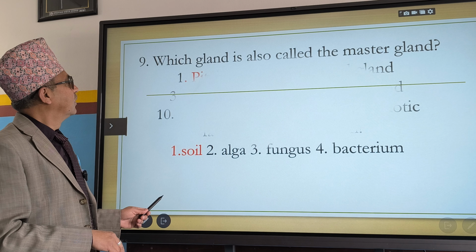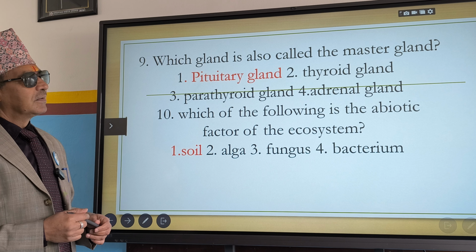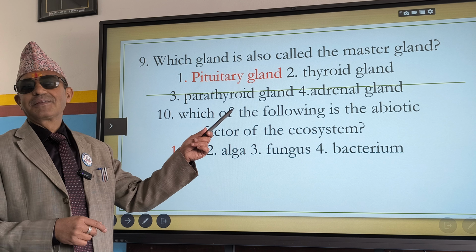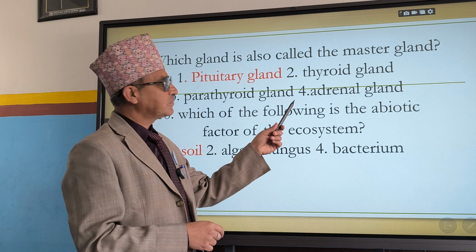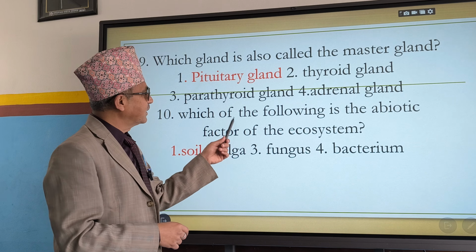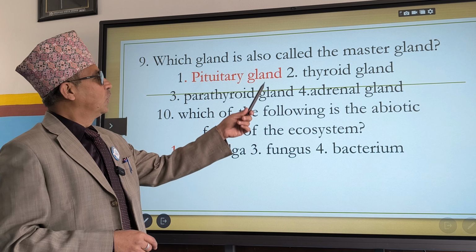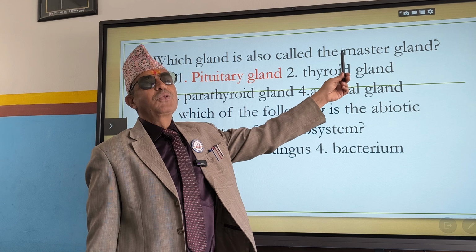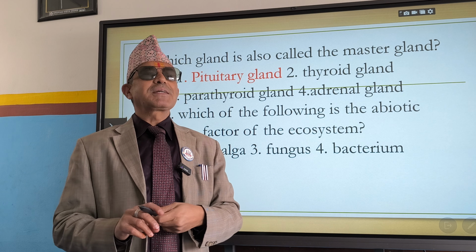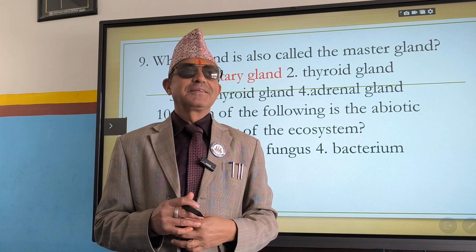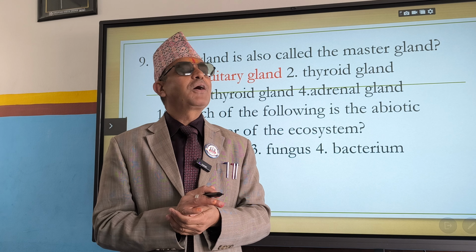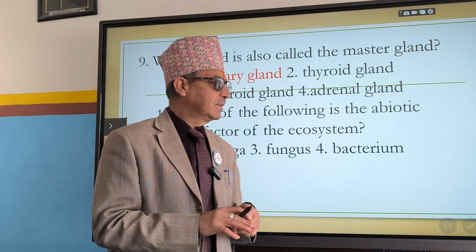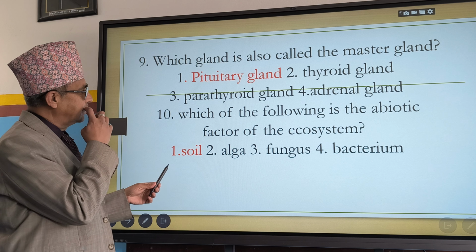Okay. Number 9. Which gland is called the master gland? Thyroid gland, parathyroid gland, adrenal gland. Okay. What is a master gland? So what does it mean by master gland? It controls the functions of other glands. That's why. What is it? Pituitary gland. Okay, pituitary gland.